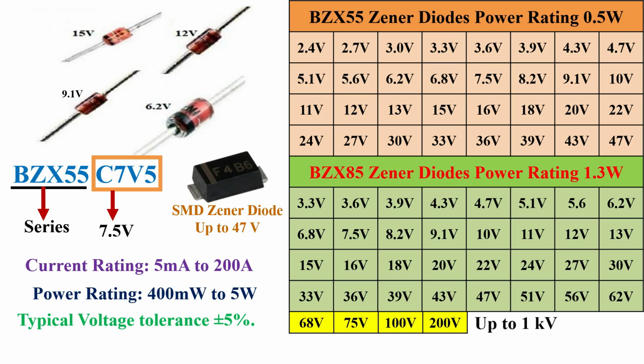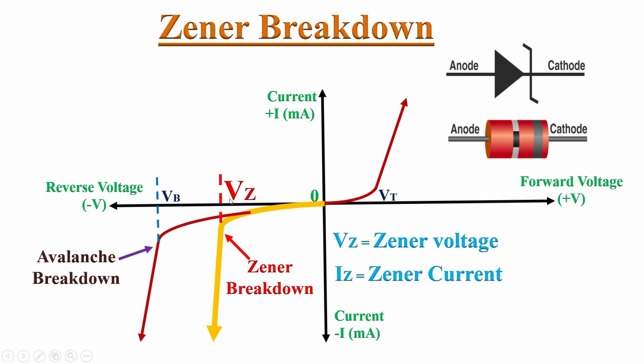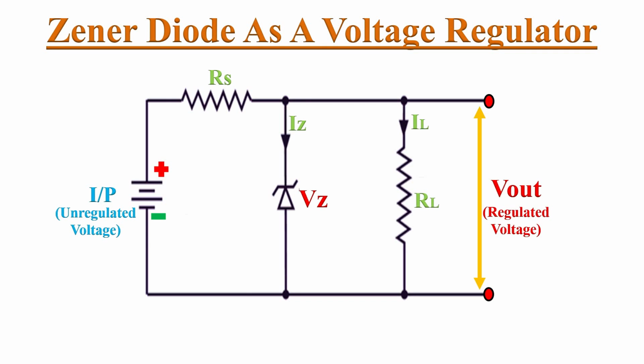We have already discussed this topic in the previous video. So for more information, please check that video. This ability of Zener diode to operate at a constant reverse voltage is a very important characteristic. This particular reverse bias property of Zener diode makes it useful as a voltage regulator.